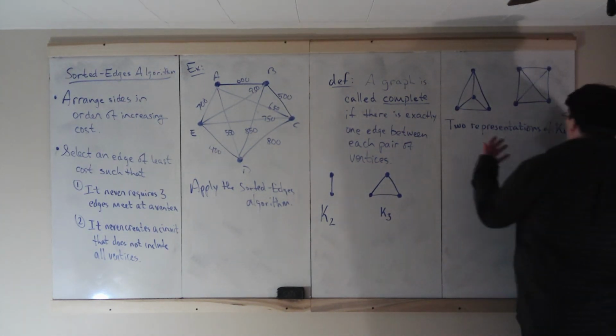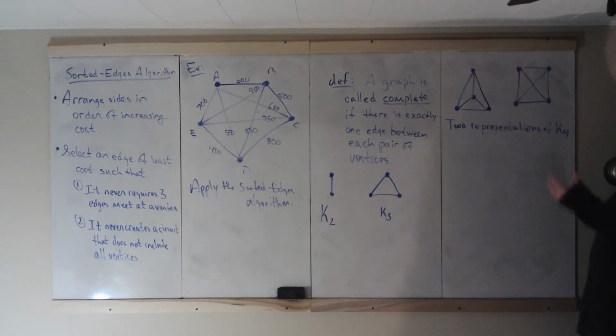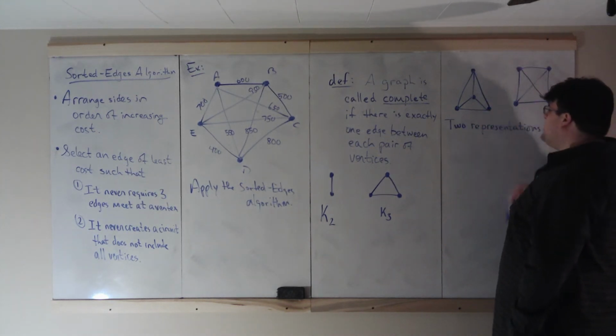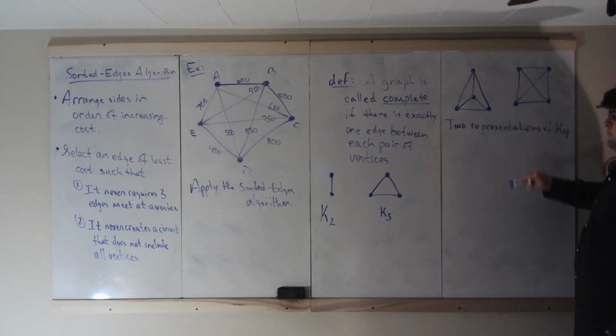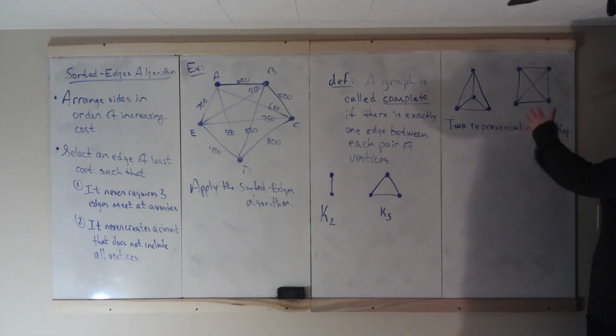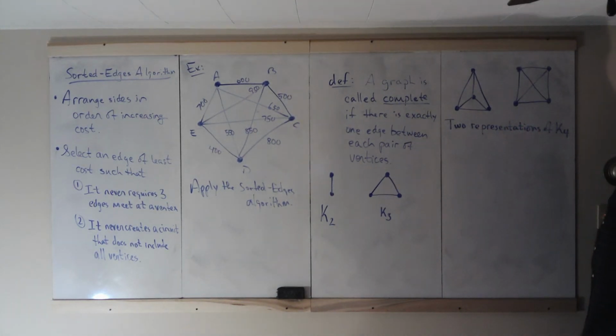But why do these give the same graph? Well, a couple ways you could reach that conclusion. One of the ways is if you label all of the vertices A, B, C, D, and list the edges, like A, B is an edge, A, C is an edge, A, D is an edge. And in each case, you'll get the same 6 edges. That's one way to see it.